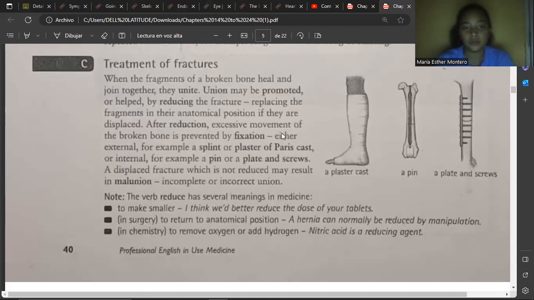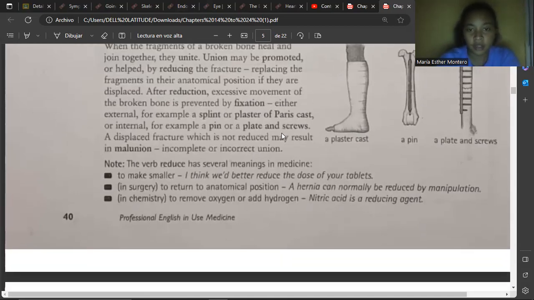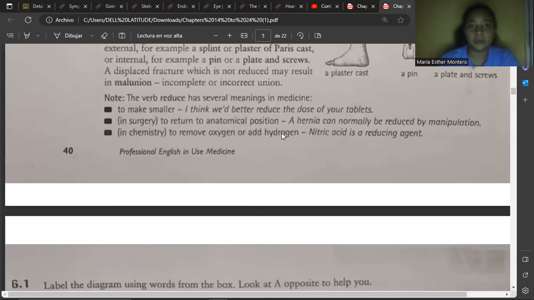Note, the verb reduce has several meanings in medicine. To make smaller: I think we'd better reduce some of your tablets. In surgery, to return to anatomical position: a hernia can normally be reduced by manipulation. In chemistry, to remove oxygen and add hydrogen: nitric acid is a reducing agent.